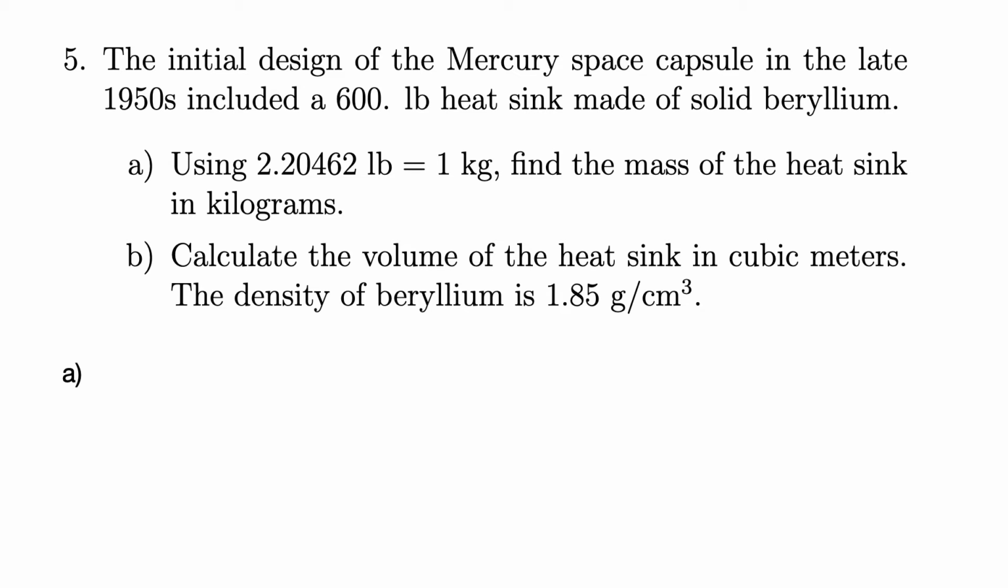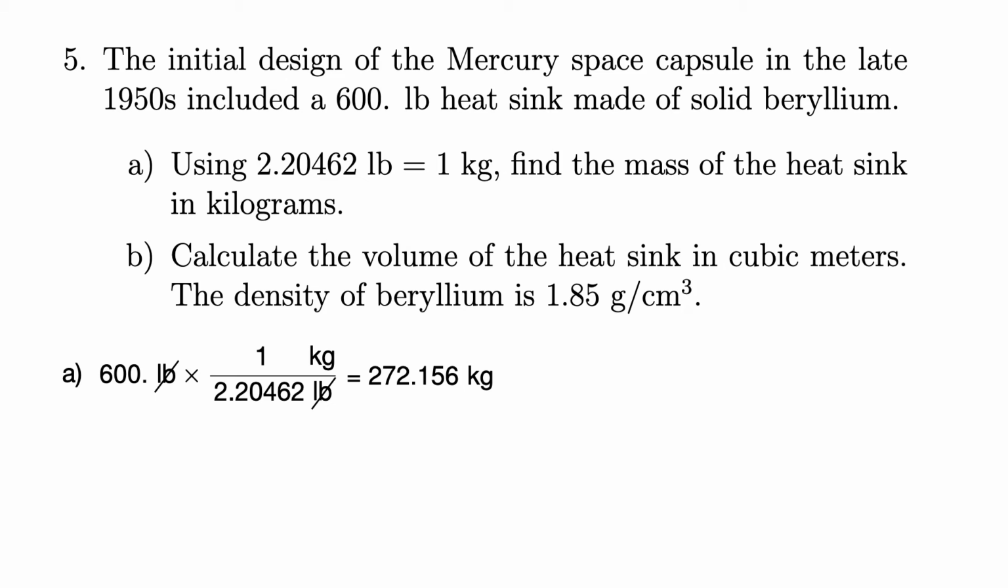Okay, so for part A, we've got our 600-pound heat sink, and we want to convert that to kilograms. So we're going to put in a conversion factor where we divide out the pounds and multiply kilograms. And the numbers in that conversion factor are 2.20462 pounds are equal to 1 kilogram. So when we multiply this out, the pounds will cancel, and we'll be left with kilograms. And specifically, we get 272.156 kilograms.